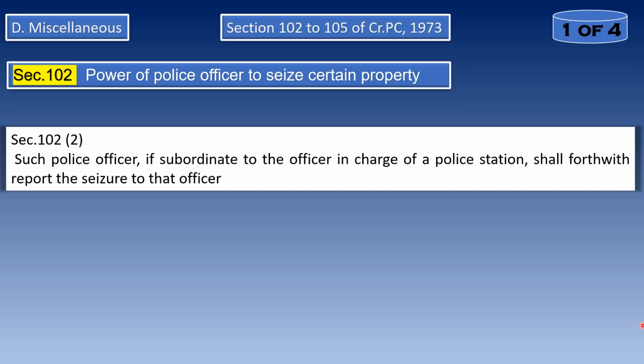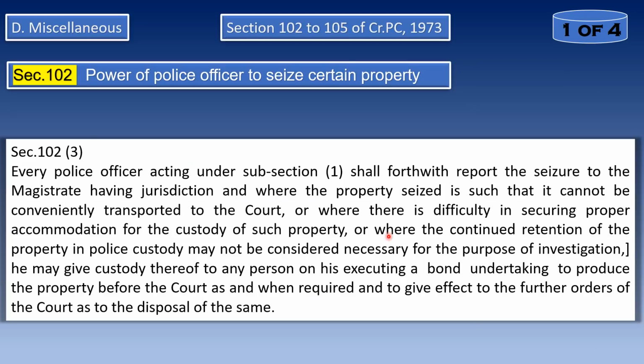Let's see what's next. Subsection 3. Subsection 3 of section 102 says every police officer acting under subsection 1 shall forthwith report the seizure to the magistrate having jurisdiction and where the property seized is such that it cannot be conveniently transported to the court or where there is difficulty in securing proper accommodation for the custody of such property or where the continued retention of the property in the police custody may not be considered necessary for the purpose of investigation, he may give custody thereof to any person on his executing a bond undertaking to produce the property before the court as and when required and to give effect to the further orders of the court as to the disposal of the same.